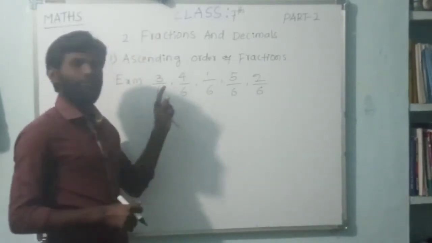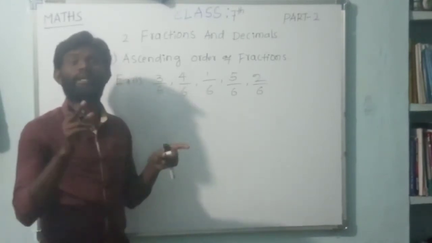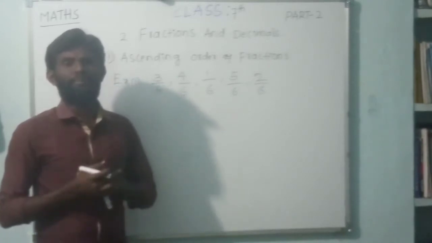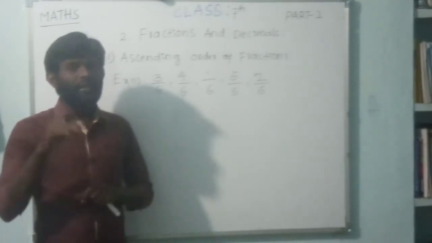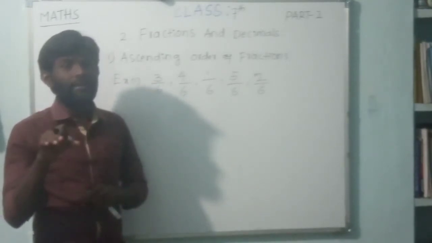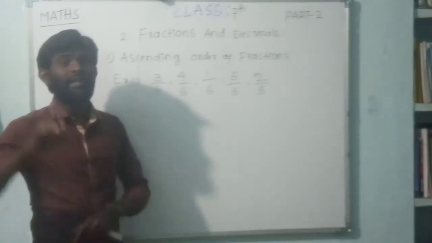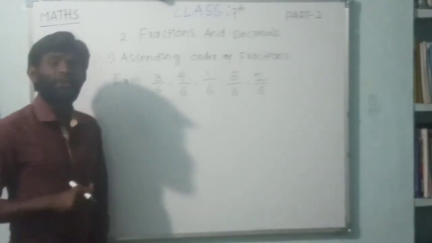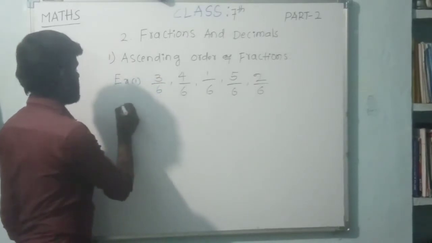If you want to write the ascending order of these fractions, you should know which is the greater fraction and which is the lesser fraction. One important concept I would like to tell you, dear students, especially about fractions: lesser the numerator, lesser the fraction. Greater the numerator, greater the fraction. Here, lesser the numerator, lesser the fraction. That is first 1 by 6 in ascending order.